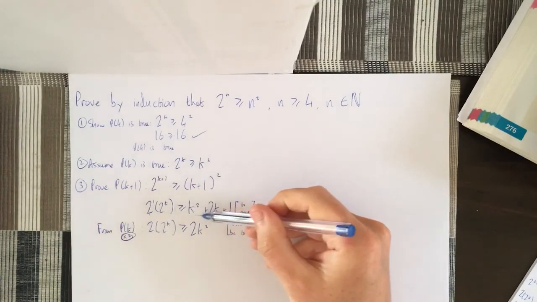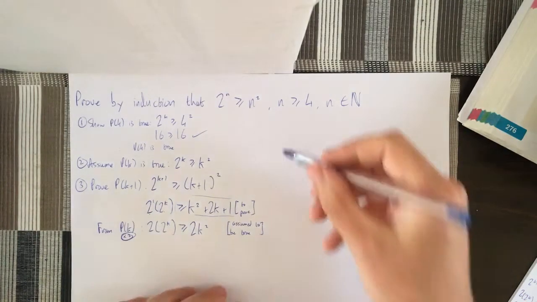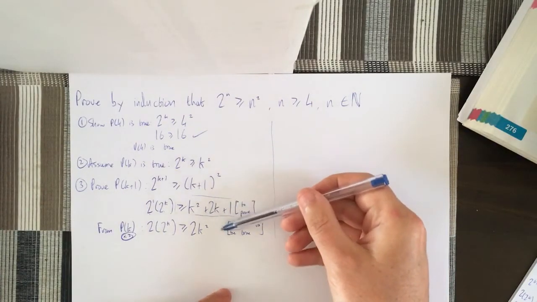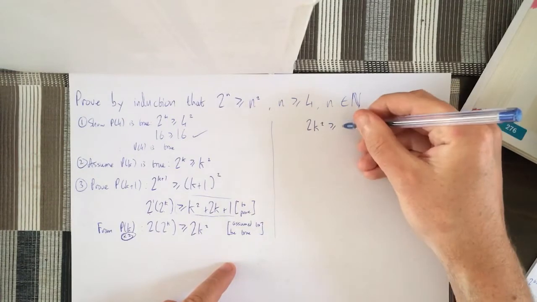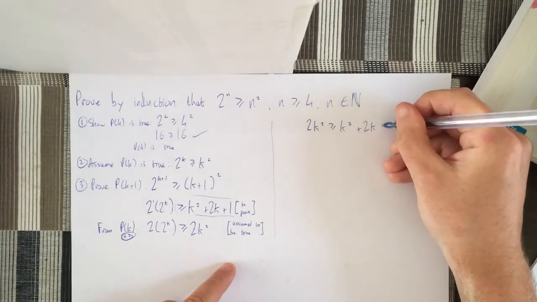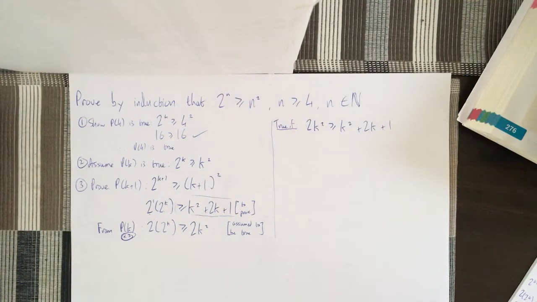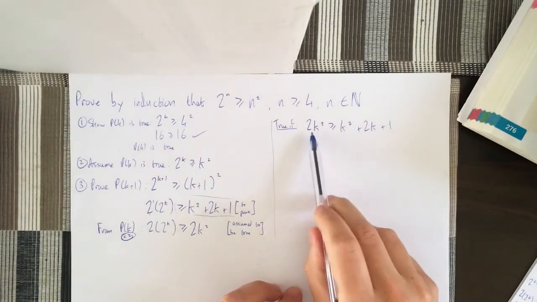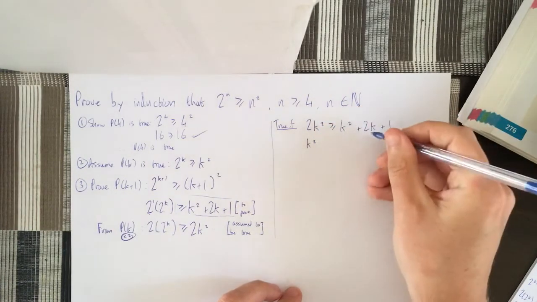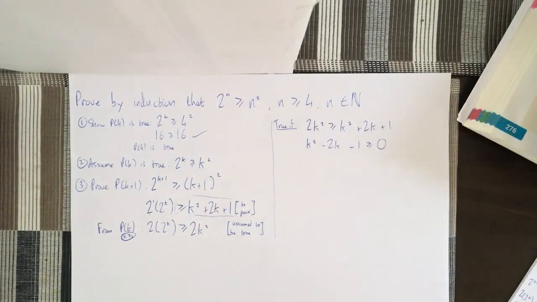So my next step is to bring this in here and say 2k squared is greater than or equal to k squared plus 2k plus 1, so true if. Let's get everything over the same side, greater than or equal to 0, and get a quadratic and see if that does anything for us. Bringing everything to the left-hand side, 2k squared minus k squared leaves k squared minus 2k minus 1 is greater than or equal to 0.